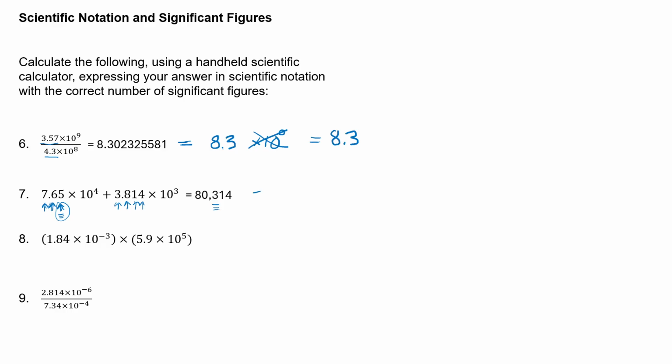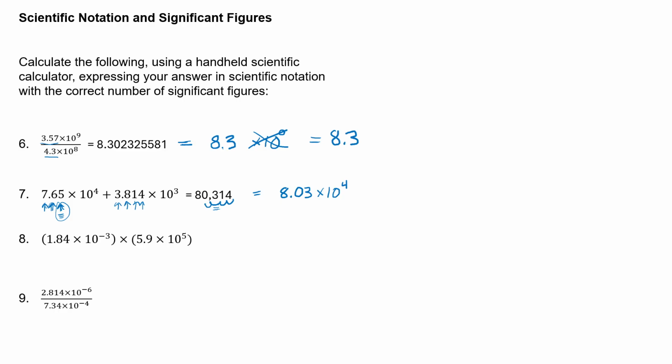And so if I put this into scientific notation, it's going to be 8.03, which is to the nearest 100. And then this is going to be times 10 to the, let's see, 1, 2, 3, 4, times 10 to the 4th. 8.03 times 10 to the 4th.